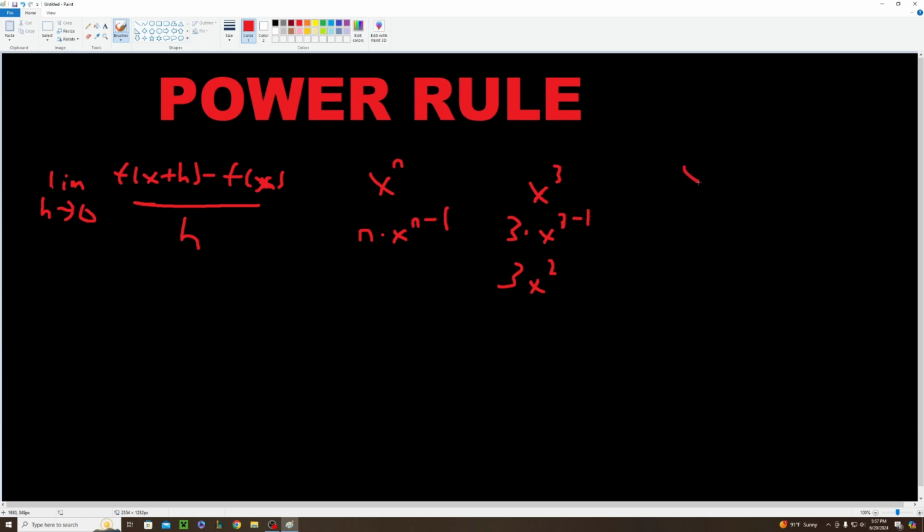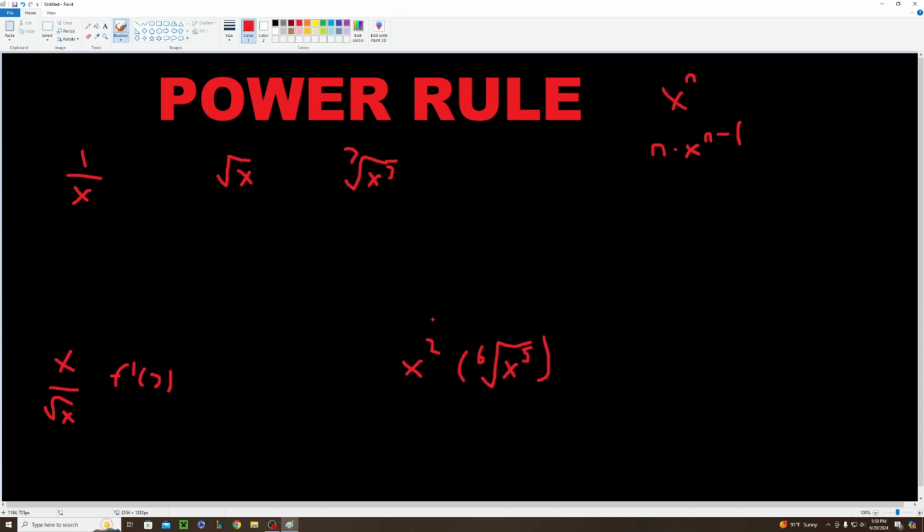Another example, if you have x to the 37th, which is x to the n, you can do 37 times x to the 37 minus 1, so it'd be 37 times x to the 36th. That's the simple thing of the power rule. It's very easy. That's the basic explanation of the power rule. There's some tricky ones, but we'll get to those.